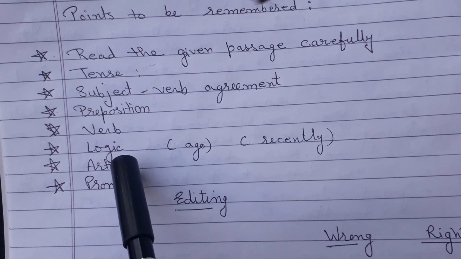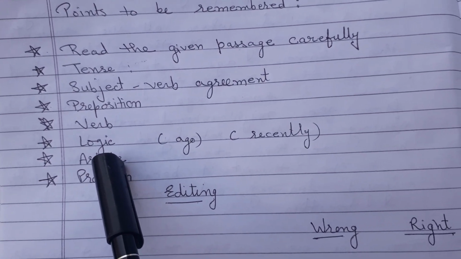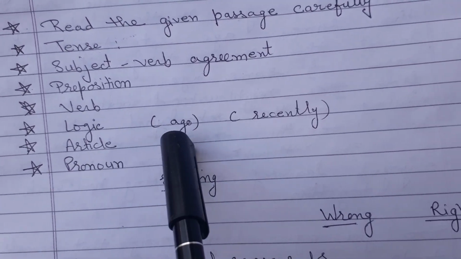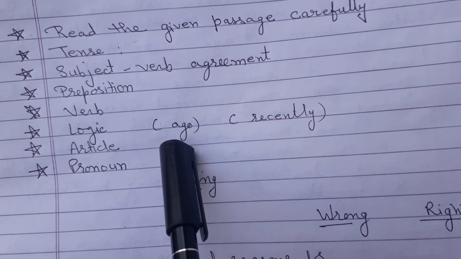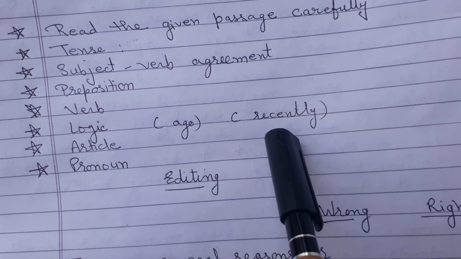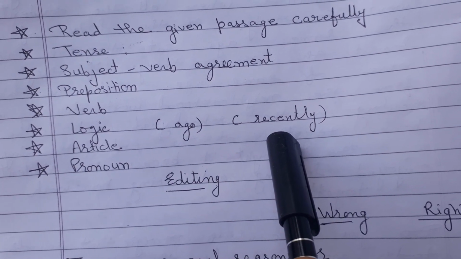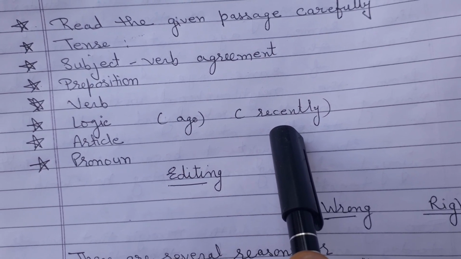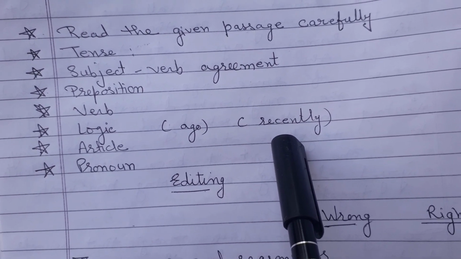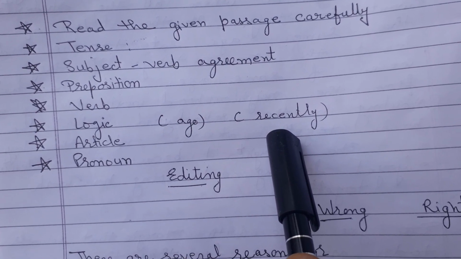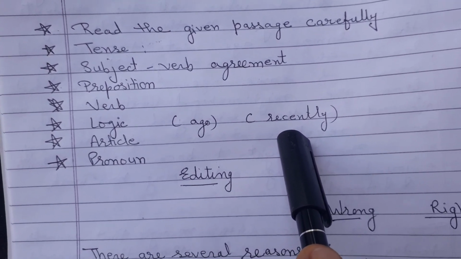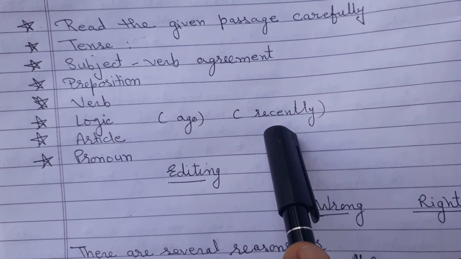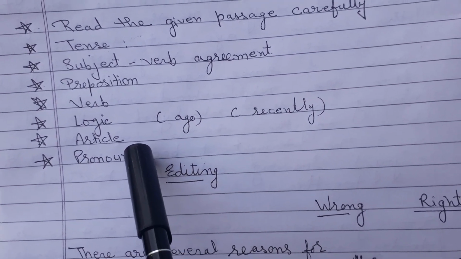Then you will see the logic. When you read the passage, see the logic. If ago is given, it means the past tense is used, and if recently is given, it means present tense is to be used. So you will have to see the logic of the passage. Sometimes you will have to see its continuity, and according to the continuity you will have to edit or put the omission word.